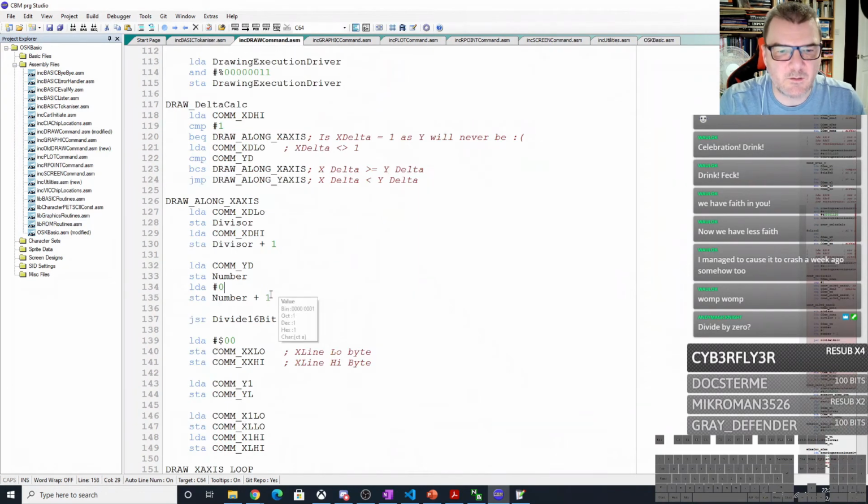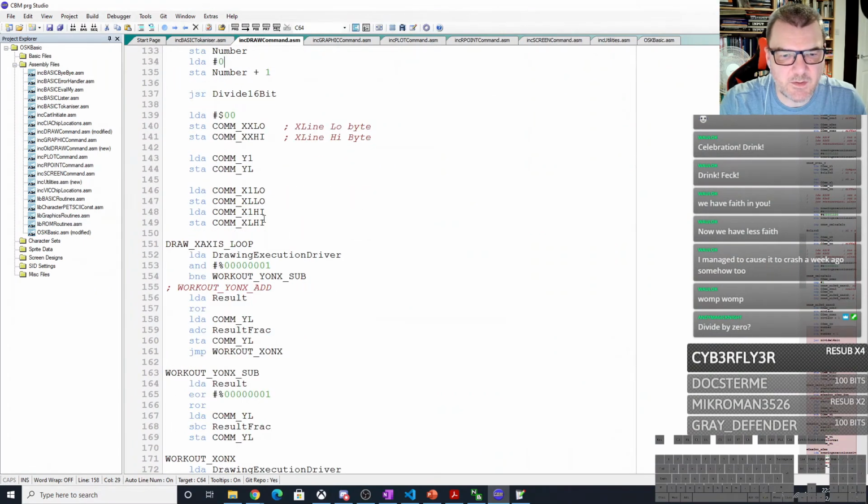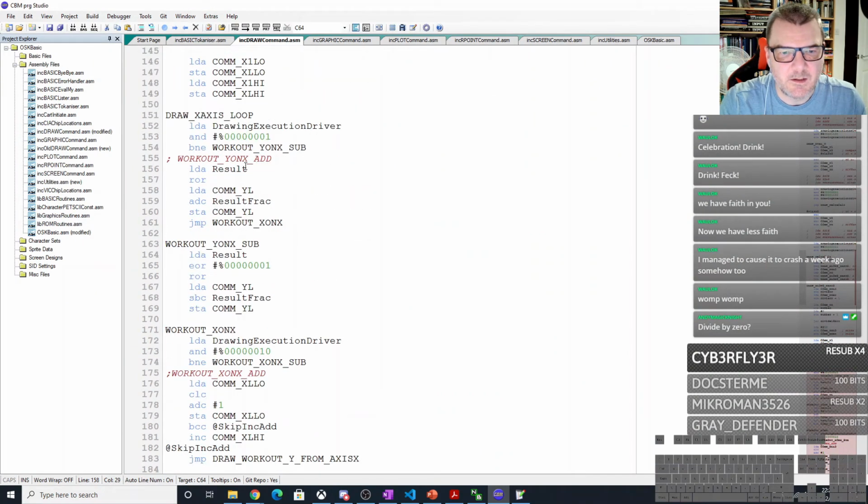Right, so in our drawing, where we're doing the adding and stuff, so this is doing YL, so this is the fraction, yeah? This is the fraction.